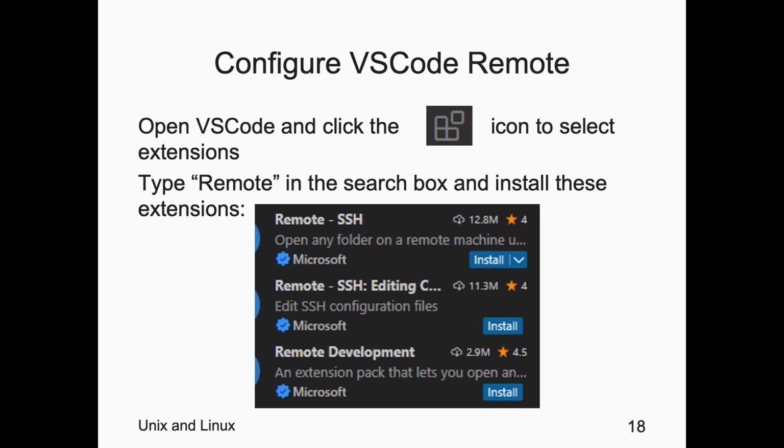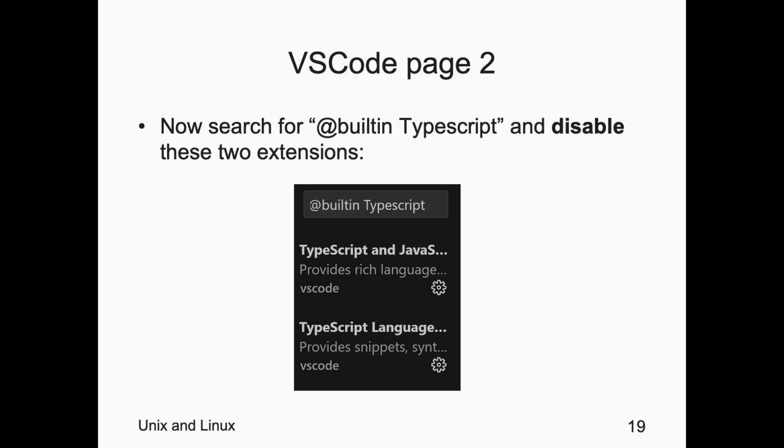Now, if you would like to SSH via VS Code, you can click on this button here, which should bring you to the extensions store. Type remote, and install the extensions shown on the screen. Also, TypeScript extensions may cause performance issues or conflicts on remote connections. So if you search for this right here and disable these 2 extensions, that can prevent the language server from consuming resources on the remote server. Again, make sure that you're disabling, not uninstalling these.